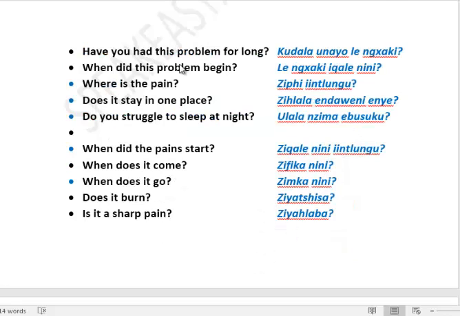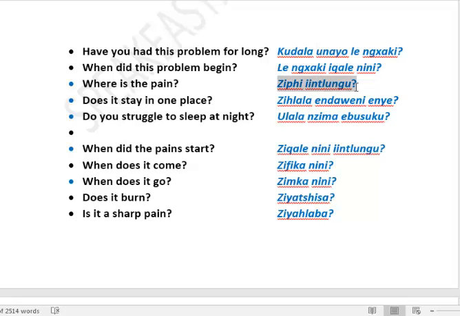We want to know whether the person has had this problem for a long time. Kudala unayo le ngxaki? Kudala, for a long time. You have had it. Now we've had this unayo with the completing of the form. Unayo is cell phone. Unayo is medical aid. So, kudala unayo le ngxaki? Ingxaki is a problem. So, have you had this problem for long? When did this problem begin? Le ngxaki iqale nini? Qala, to begin.